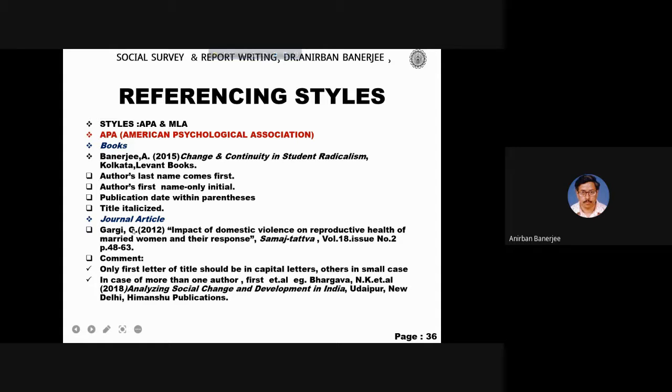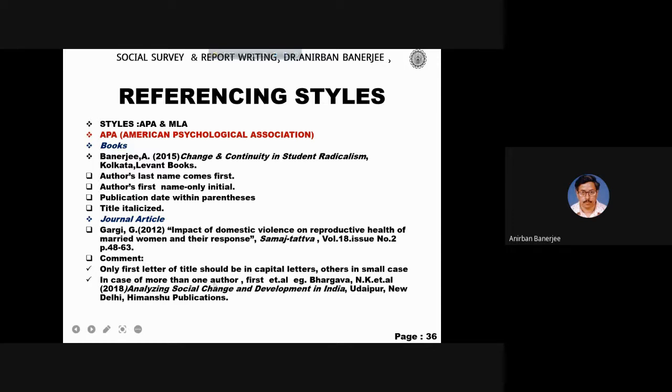Journal article. Gargi G. Impact of domestic violence on reproductive health on married women and their responses. Here, only the first letter of the title should be in capital letters, others in small case.